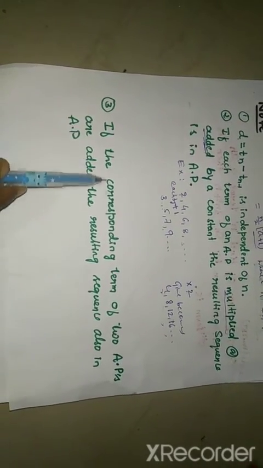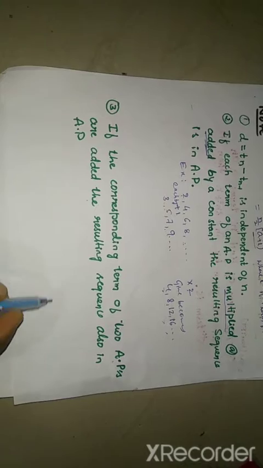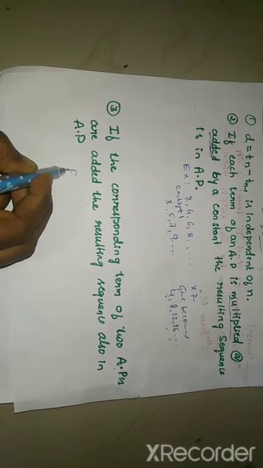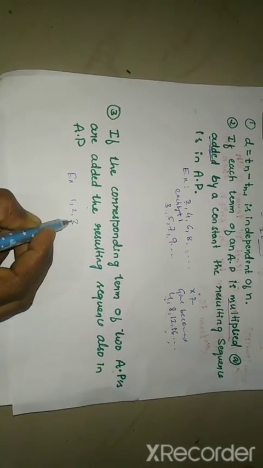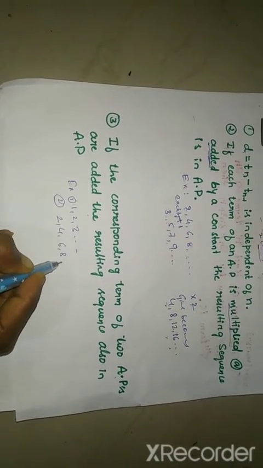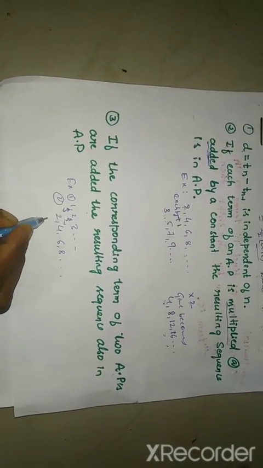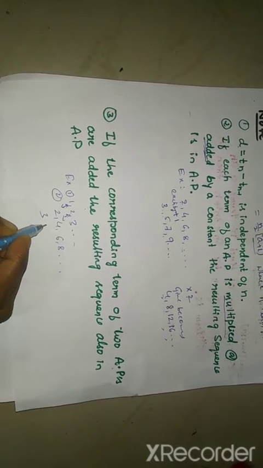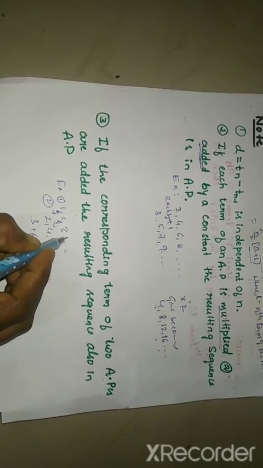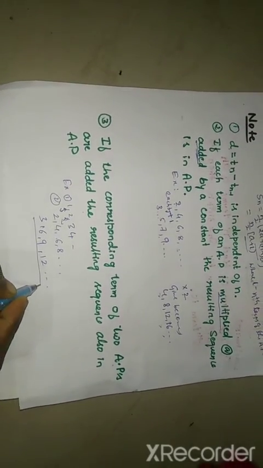The third point is, if the corresponding terms of two APs are added, then the resultant sequence is in AP. AP means arithmetic progression. I will take one sequence as 1, 2, 3, and so on, and the second sequence as 2, 4, 6, 8, and so on. If we add corresponding terms, 1 plus 2 we get 3, 2 plus 4 we get 6, 3 plus 6 is 9, the next term 4 plus 8 is 12, and so on. The resultant sequence is also an AP.